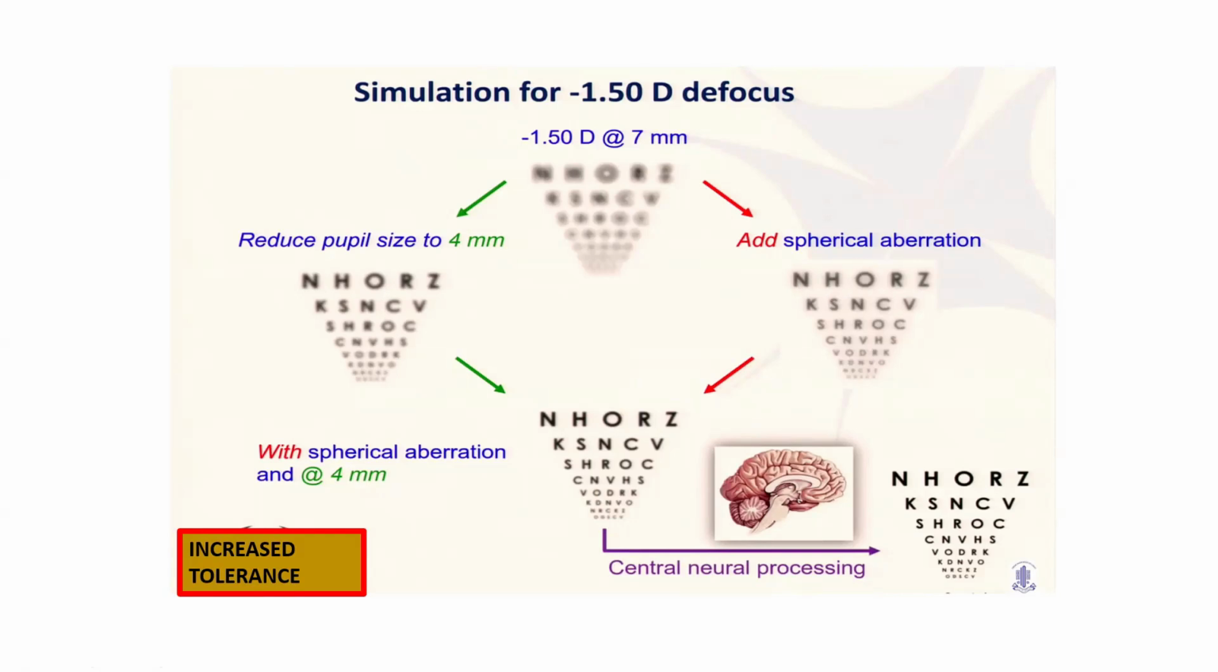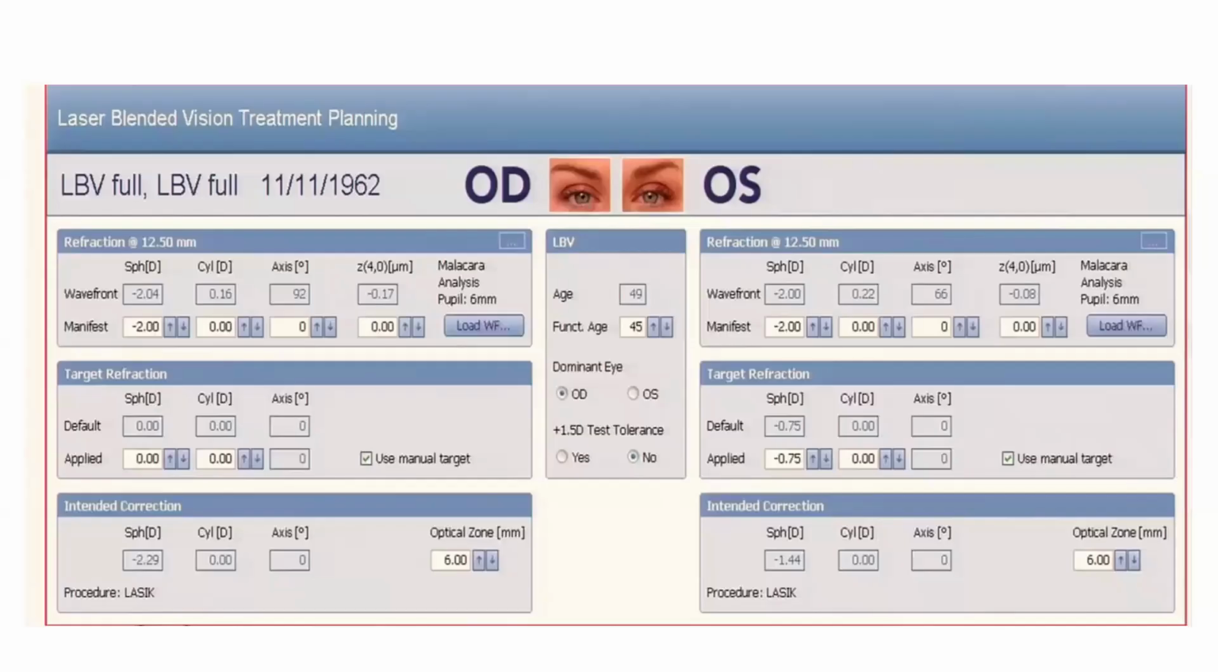You're using the small pupil size for near, which is a part of the near triad. You're using the induction of spherical aberration, which is happening with wavefront optimized. And also you're using the neural processing to create a clearer image for near.